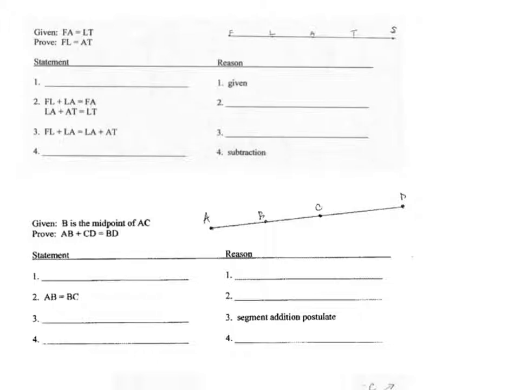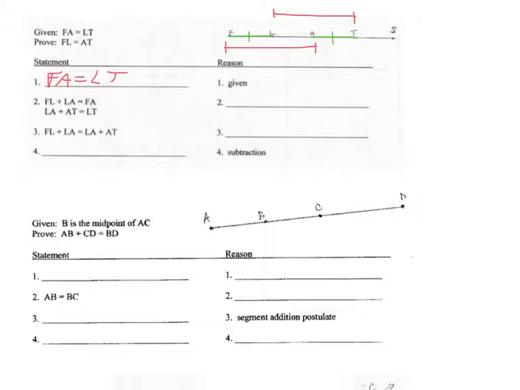All right, we have a few more on our notes to look at on these proofs. Again, given that FA is congruent to LT, that's given. So for our given statement, FA equals LT. And what we have next, we're going to prove that FL is congruent to AT. That's what we're trying to prove.